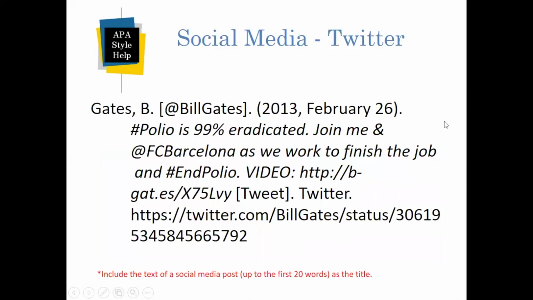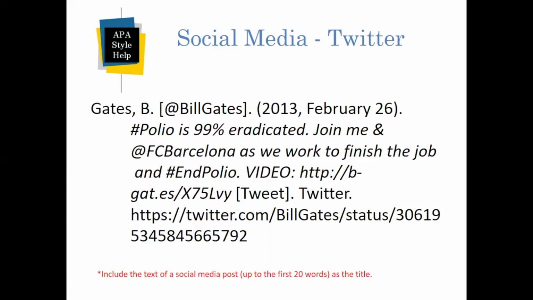So let's look at a citation for a tweet. This is a tweet from Bill Gates. So Gates, comma, B, period, and then in brackets, we have his handle with the @ sign. Then we have the full date stamp. Twitter always gives you the month, the day, and the year, so you include all of that information. Then we have the first 20 words of the tweet.